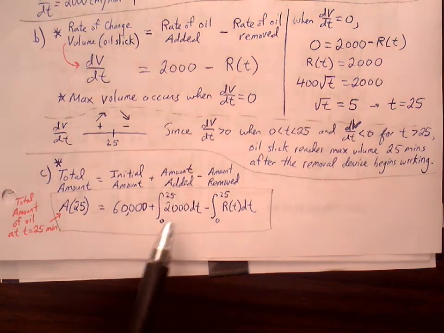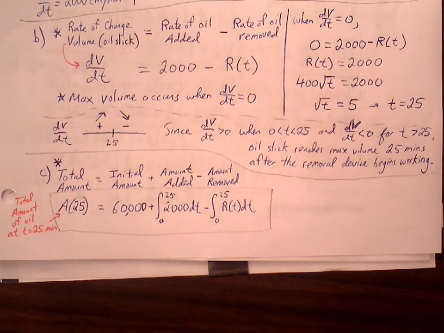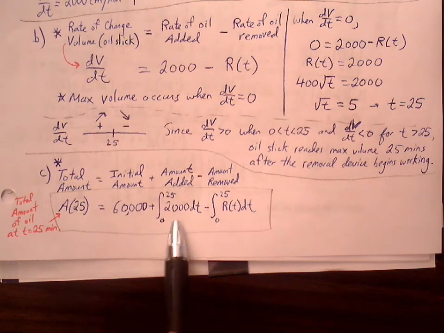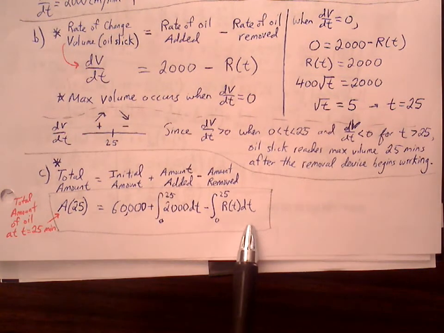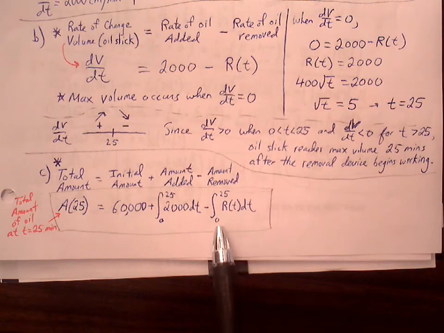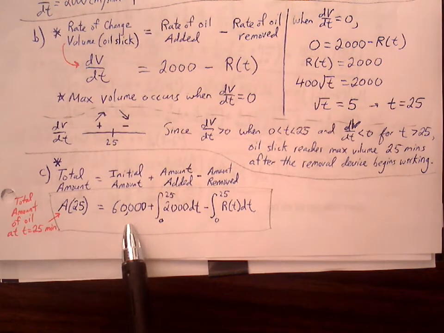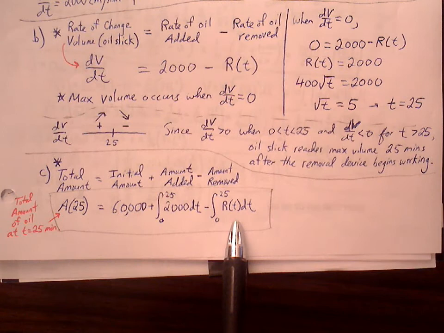So the integral, we know it's going to be 2,000 cubic centimeters per minute. If we integrate, anti-differentiate that rate, then we're going to get the total amount being added. And then the total amount being removed is the anti-differentiation of that rate from 0 to 25. So the total amount is going to depend on the initial plus the amount created by the oil leak minus the device that's sucking up that oil.